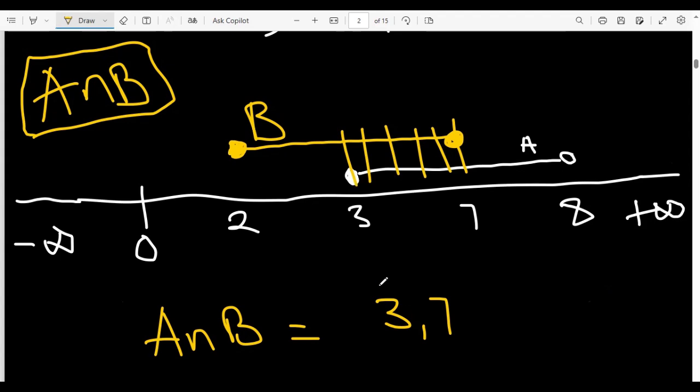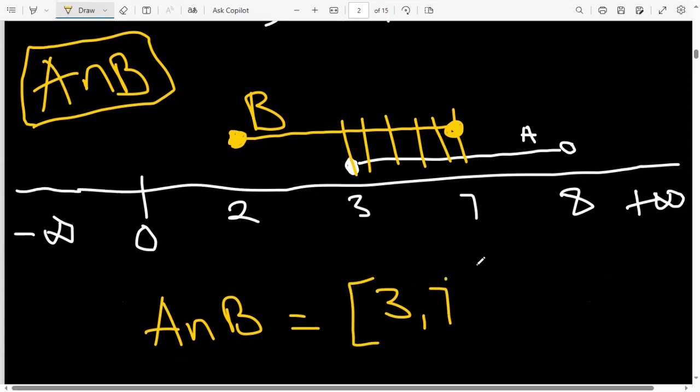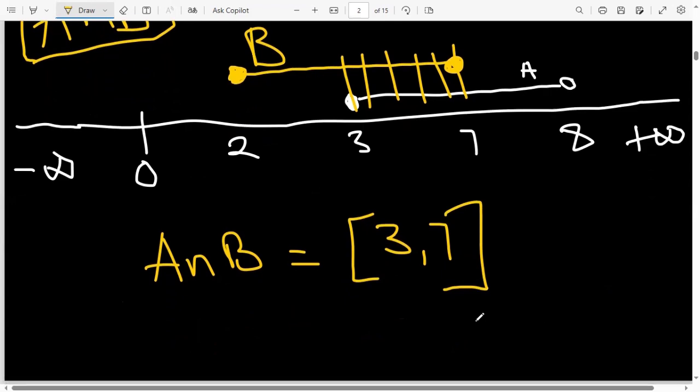Okay. So no wonder here we're going to put a square bracket like this. Even there we're going to put a square bracket like this. So all the members between 3 and 7, including the 7 and the 3 themselves, are part of this set. Okay, so that one, I think no question is here.